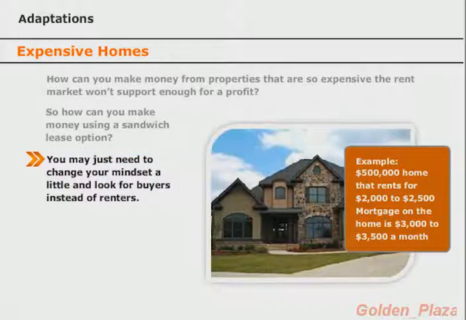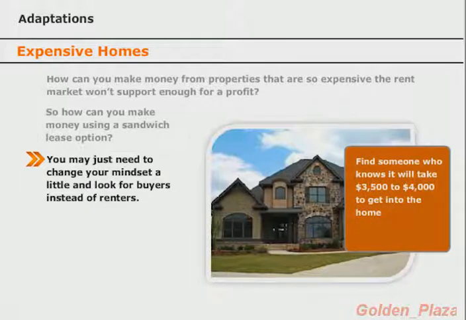Well, the answer may be as simple as changing your mindset just a little. See, typically when you look for someone to occupy a lease option, you look for someone to rent for a while and then move, thus allowing you to set up another lease option with a new tenant buyer. But when the rent market won't support the underlying mortgage payment, you need to think in terms of finding a buyer, not a renter. Doing so will cause whatever the current rent market is to become irrelevant.